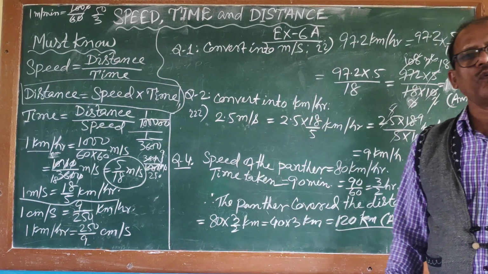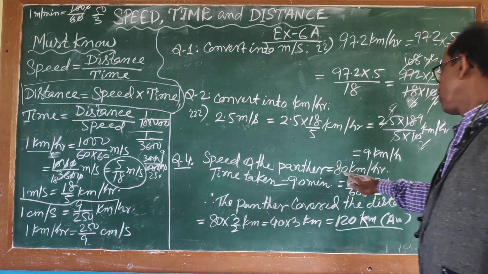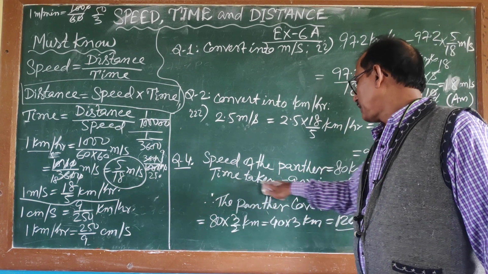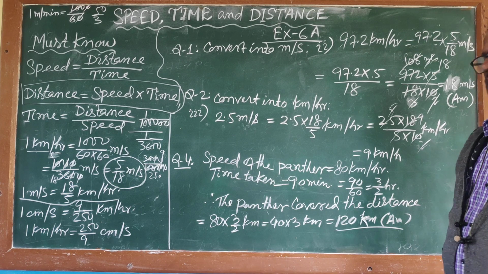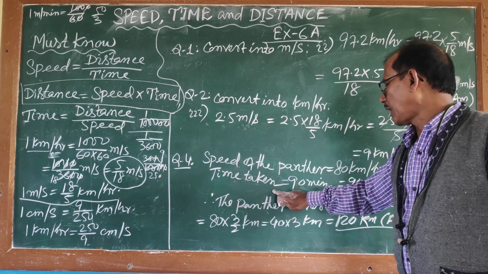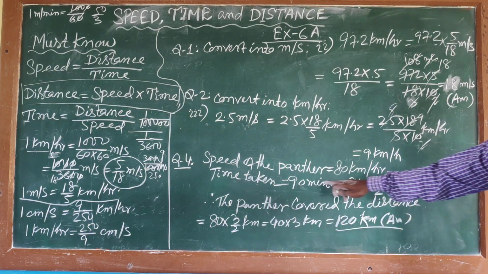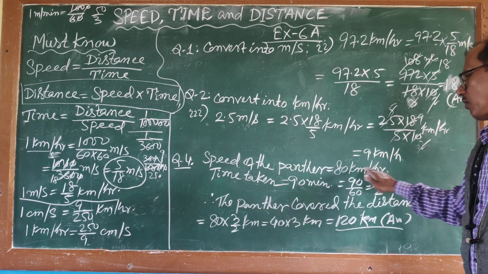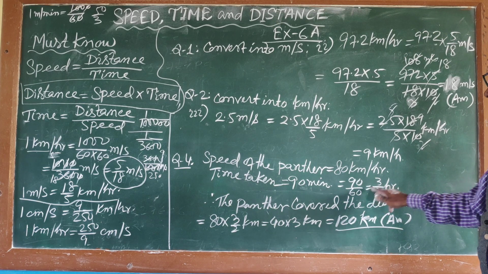I have taken question number 4, one of the word problems. The speed of a panther is given as 80 km per hour, that runs very fast. The panther runs very fast. Time taken by the panther is 90 minutes. So, in 90 minutes, how much distance will it cover is asked to you. So, speed is given to you, time is given to you, the distance will be speed into time. That is why this 90 minutes we convert into hour. Why? Because speed is given in kilometer per hour. Here it is minutes. It cannot be, so you will have to convert into hour. So, this will become 90 by 60, 3 by 2 hour.